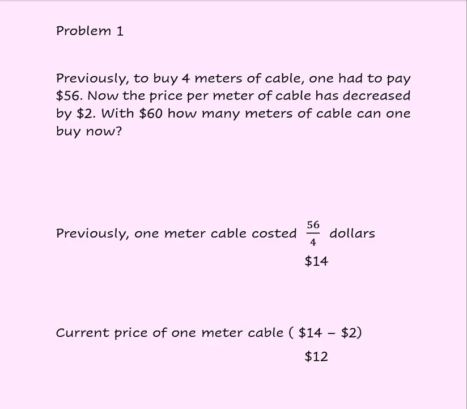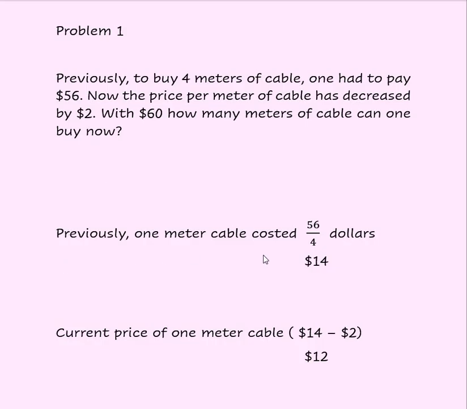Problem number 1. Previously, to buy 4 meters of cable, one had to pay $56. So, 1 meter of cable cost $56 divided by 4. Now the price per meter of cable has decreased by $2. With $60, how many meters of cable can one buy now?